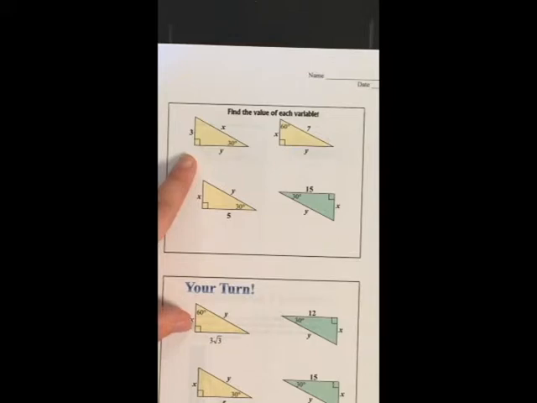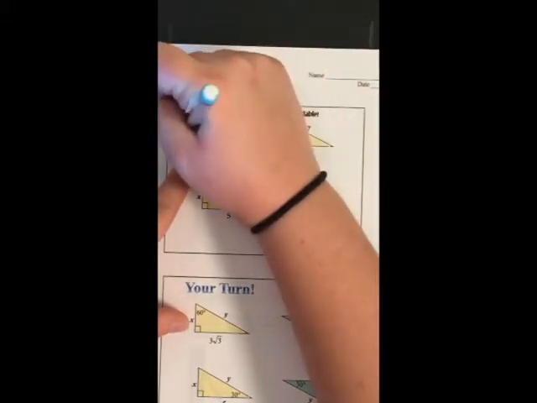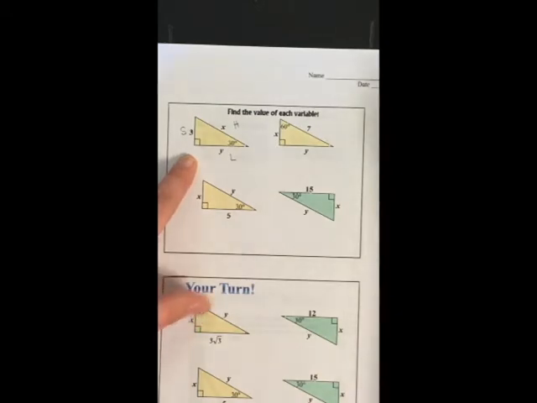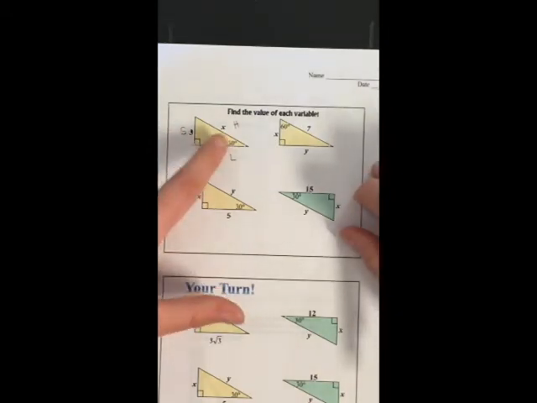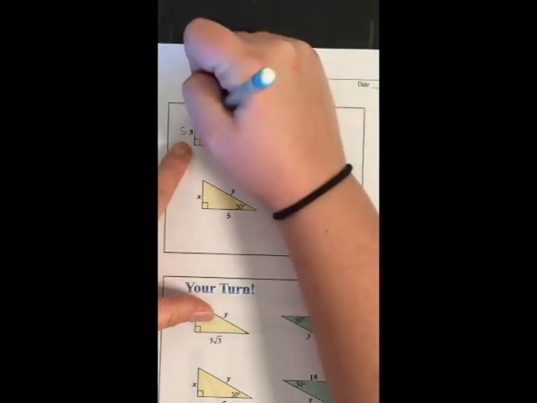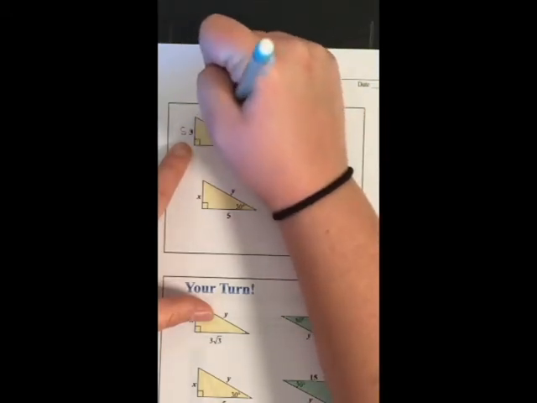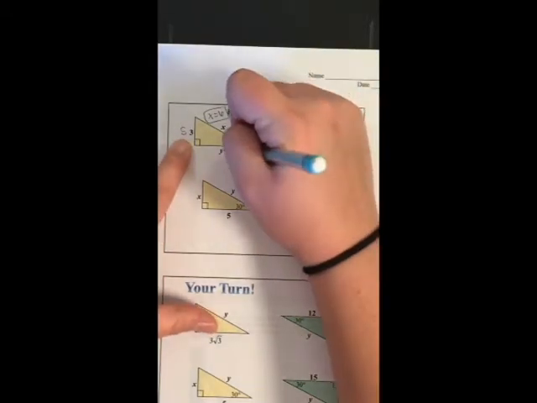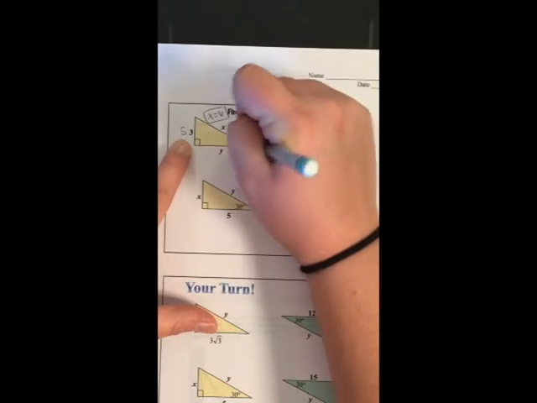So when you're working with 30, 60, 90, you need to decide which side you have first. So this is the short leg, this is the long leg, and this is the hypotenuse. So I know the hypotenuse is 2 times the short leg. That means that x is going to equal 6. I know the longer leg is square root of 3 times the short leg, so that's going to be 3 square root of 3 for y.